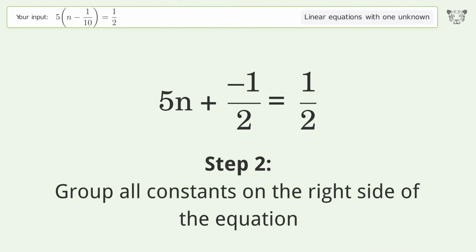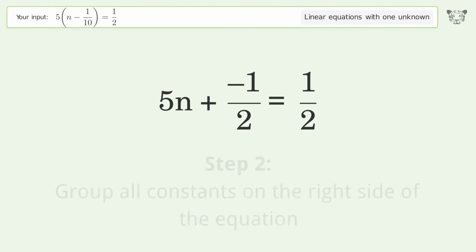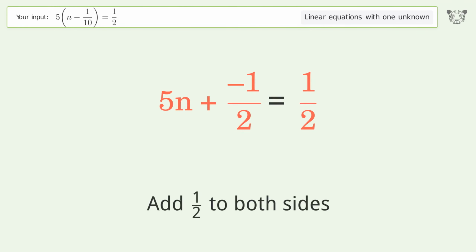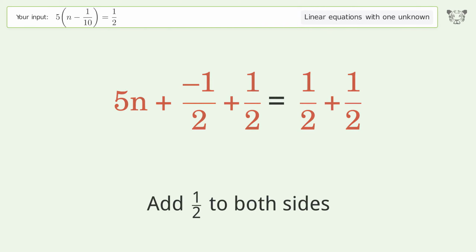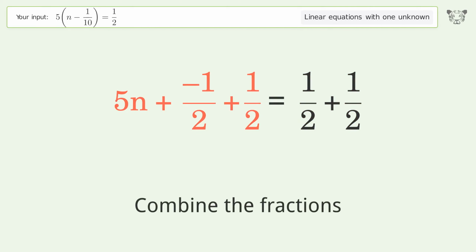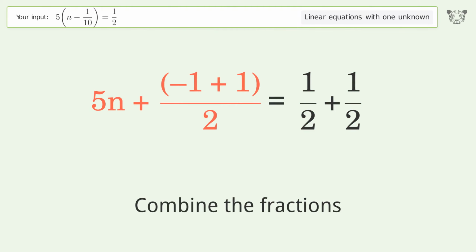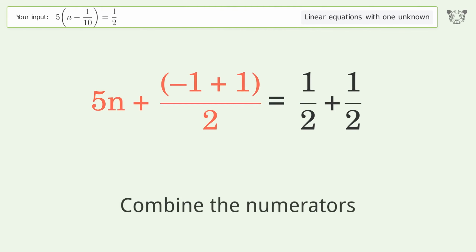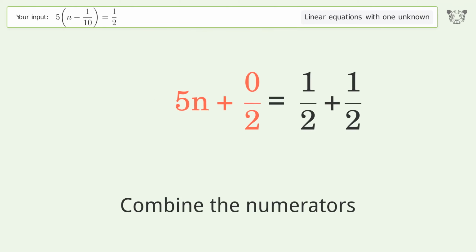Group all constants on the right side of the equation. Add 1 over 2 to both sides. Combine the fractions. Combine the numerators. Reduce the zero numerator.